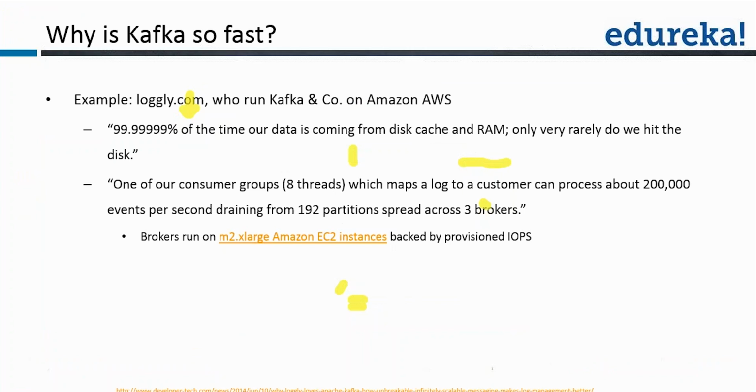So this was why Kafka is fast. 99.99% of our data is coming from disk cache and RAM, and only very rarely do we hit the disk. This is because of your sequential access.